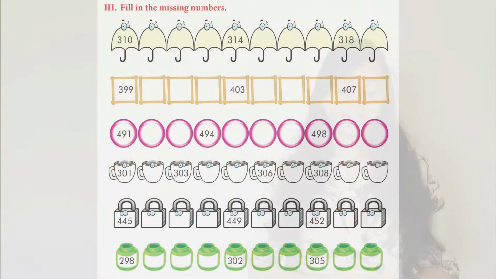The next activity is also about missing numbers. But here, you don't have 50 or 100 numbers to fill in, only the numbers in that particular row. So let's look at one example for that, okay?